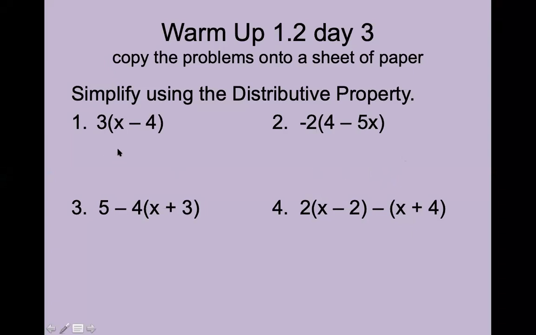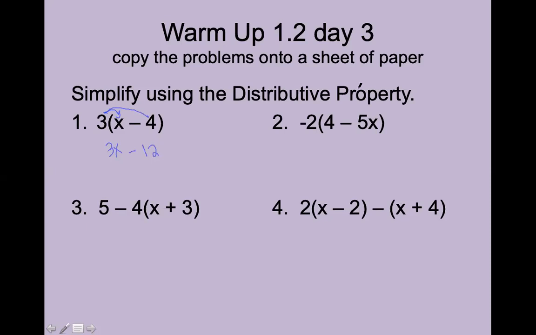All right, let's look at number one. Simplify using the distributive property. I'm going to grab a pen. And I'm going to start with 3 times x, or excuse me, 3 times x is 3x minus 3 times 4, which is 12.